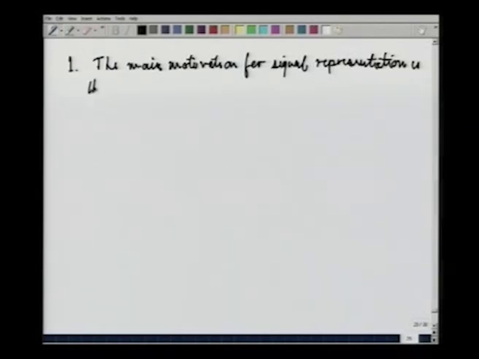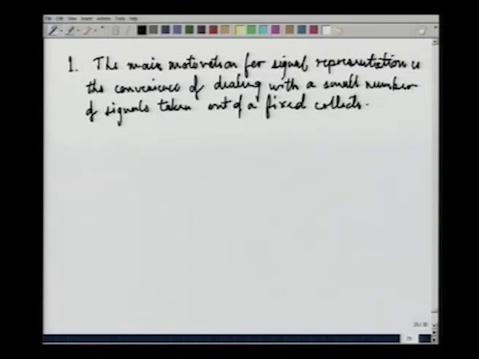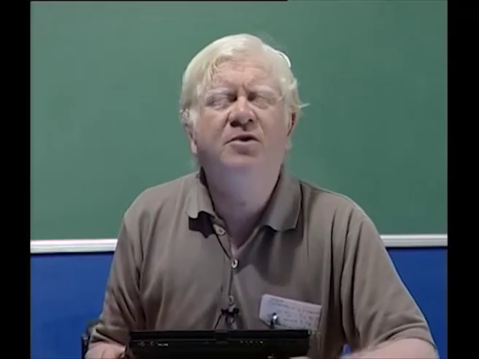is the advantages, the convenience of dealing with a small number of signals taken out of a fixed collection. The essential convenience is that we have a much more compact description of the behavior of the processor.